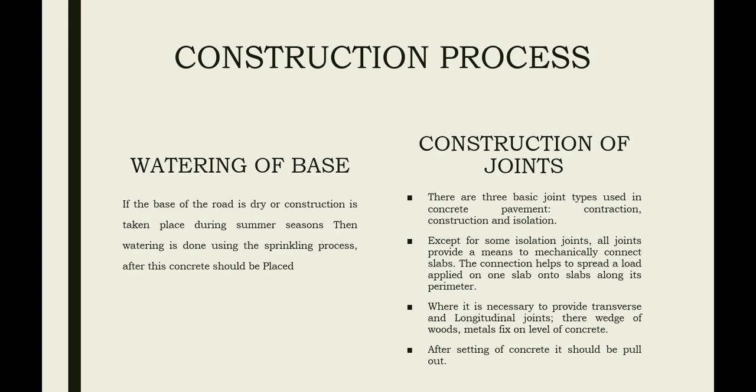Construction of joints. There are 3 basic types of joints used in concrete pavement: contraction, construction, and isolation. Except for some isolation joints, all joints provide a means to mechanically connect slabs. The connection helps to spread the load applied on one slab onto slabs along its perimeter. Where it is necessary to provide transverse and longitudinal joints, they are wedges of wood or metal fixed on the levels of concrete. After setting up the concrete, it should be pulled out.